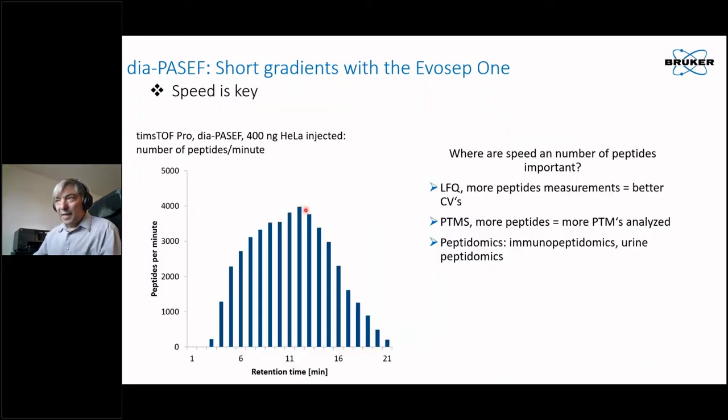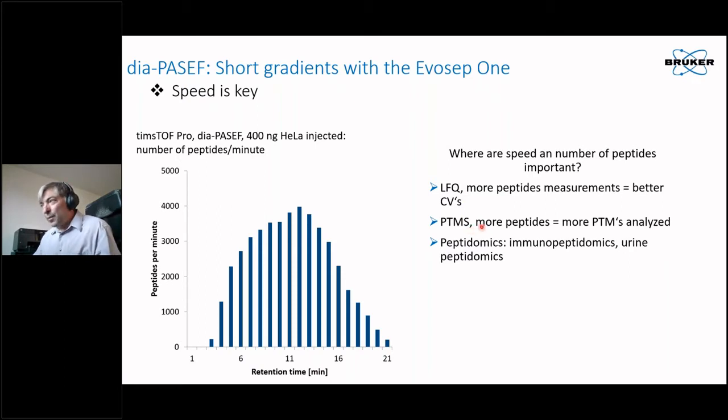You can also see that in the peptide ID rate as a function of the gradient. At the peak of the gradient, we're extracting nearly 4,000 peptides per minute, whereas in their paper, they were extracting around 2,600 peptides per minute. So peptides are important. If you measure more peptides, you have the chance to measure more peptides per protein. You'll measure maybe the same peptide, extract it more often. You'll get better coverage of your protein and better CVs in your LFQ.